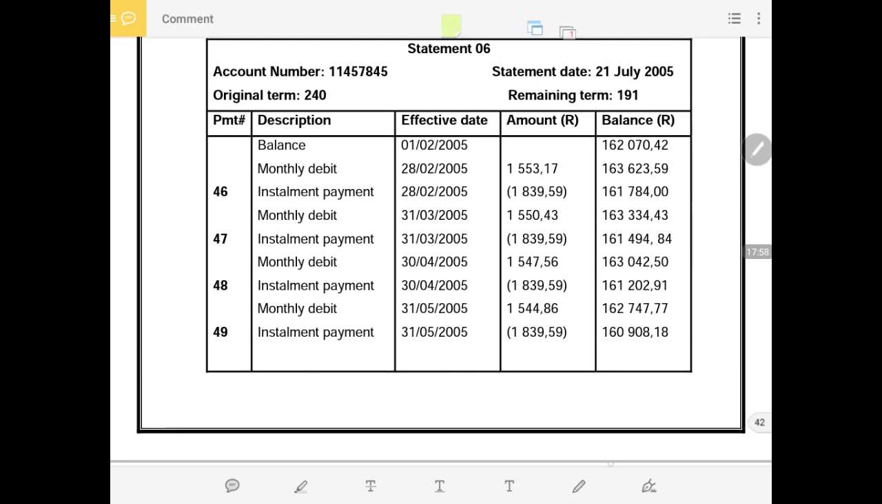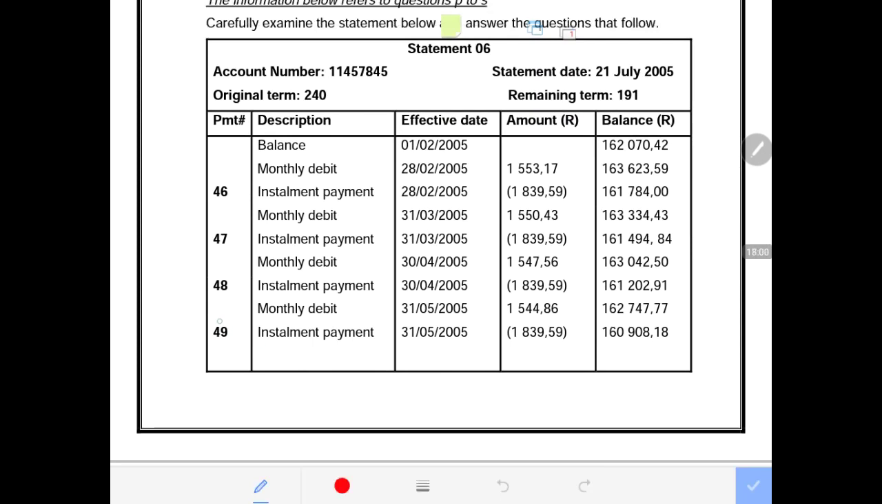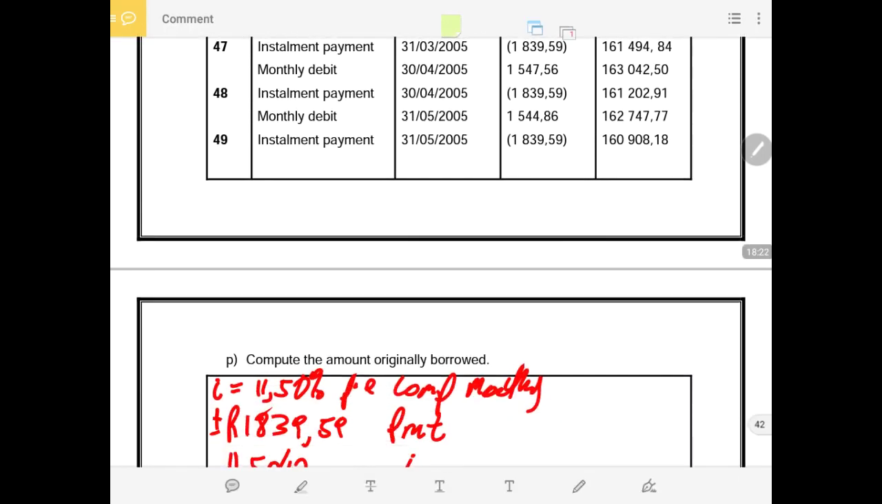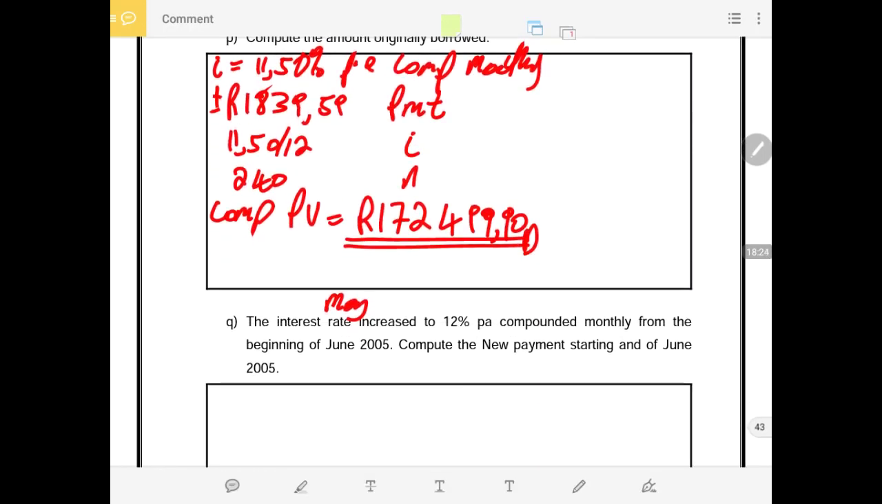Let us look at our statement. We have payment number 49 at the end of May. So 31st of May: January, February, March, April, May. At the end of this payment, the interest rate started to increase to 12% from 11.5%. It went up by 50 basis points. That is from economics, sorry for that.